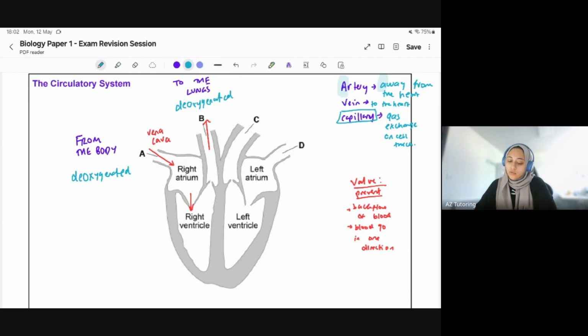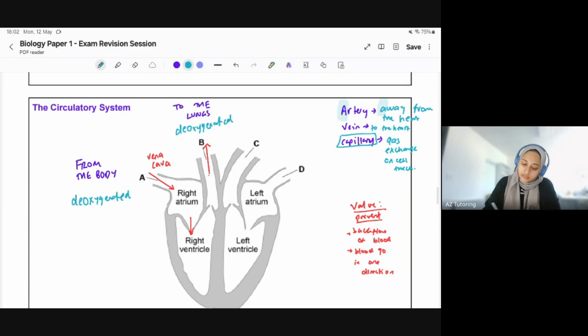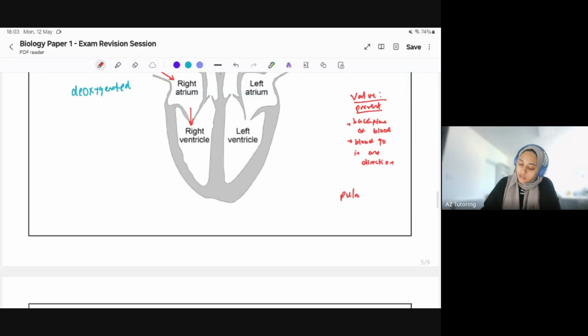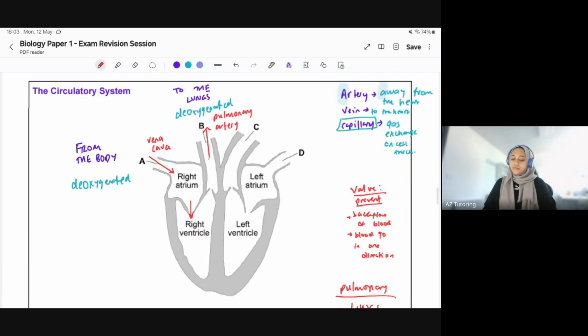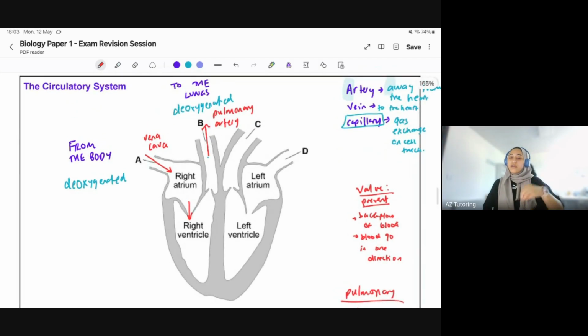And since it's going away from the heart, it's an artery. So you can see it's going away from the heart. And since it's going to the lungs, we call it a particular name. We put pulmonary in front of it. So anytime you see the word pulmonary, it's something to do with the lungs. So that's the easier way to remember it. It's going away from the heart. It's going to the lungs. So therefore, blood vessel B is the pulmonary artery.